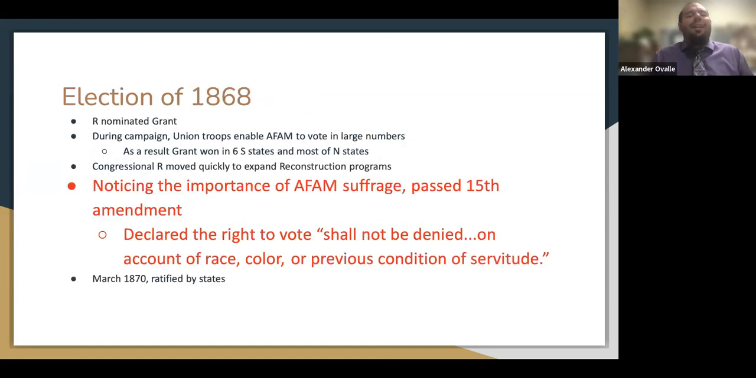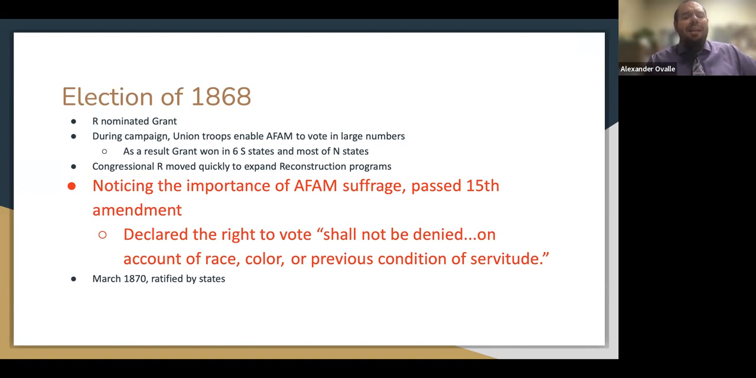So, election of 1868. Republicans nominated Ulysses S. Grant, the former general of the Union Army. During the campaign, Union troops enabled African Americans to vote in large numbers in the South. As a result, Grant won six states in the South, and most of all, the northern states. Congressional Republicans will move quickly to expand Reconstruction programs, noticing the importance of African American suffrage, the right to vote, not suffering. They will pass the 15th Amendment.